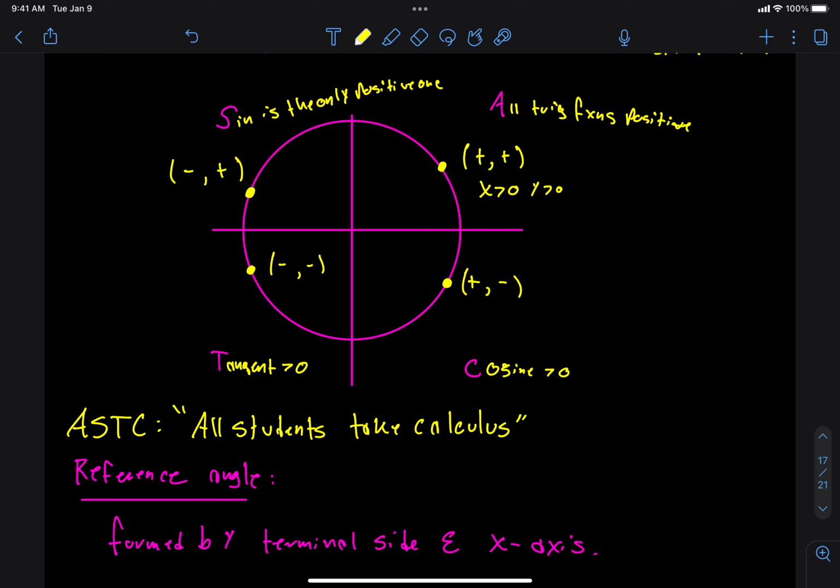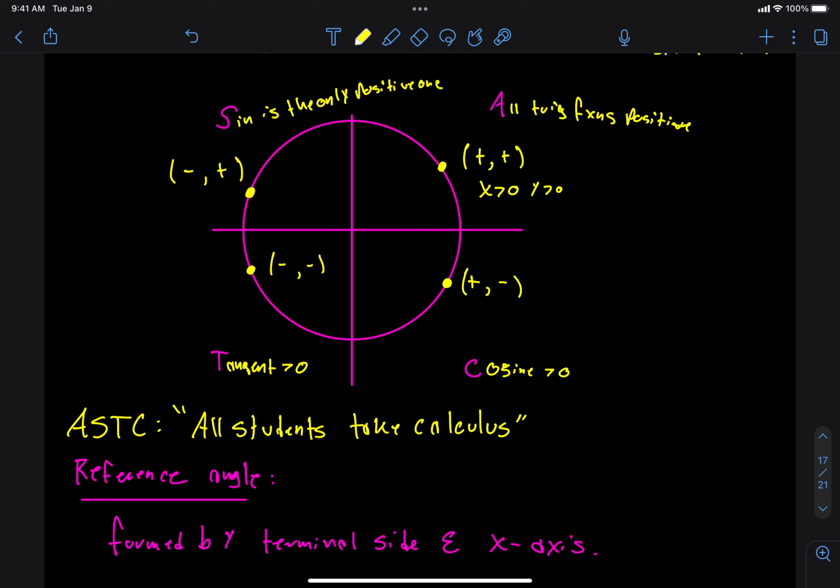So what is that to say? That is to say that the value of sine for any angle will be the same as the value of sine for that angle plus 360 degrees, right? Plus 360 degrees. So, for example, let me show you.